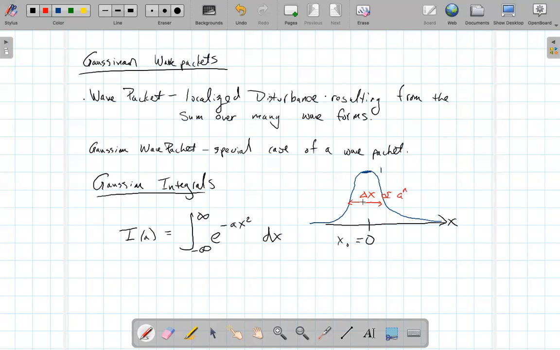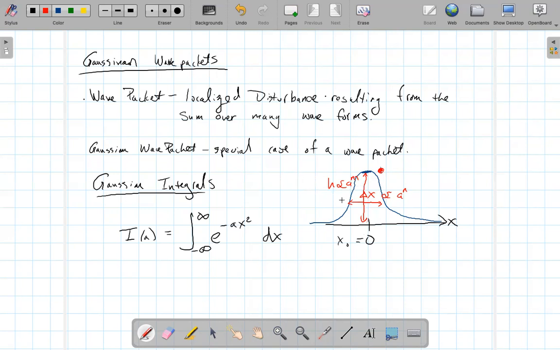So that controls the width, and the height of this thing is also controlled by A as well. We're not going to look too much at the height, but we'll talk about it. Actually, I shouldn't say this is 1, because this is going to depend on A. So the height is going to depend on A in some way as well, as some different power.